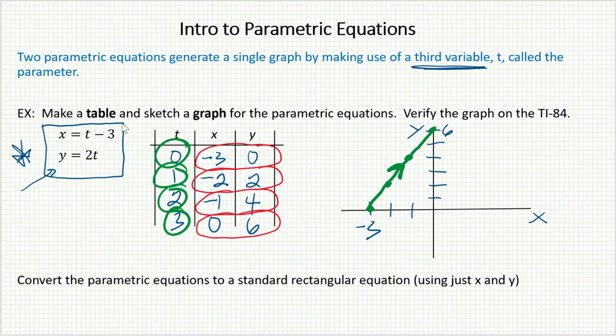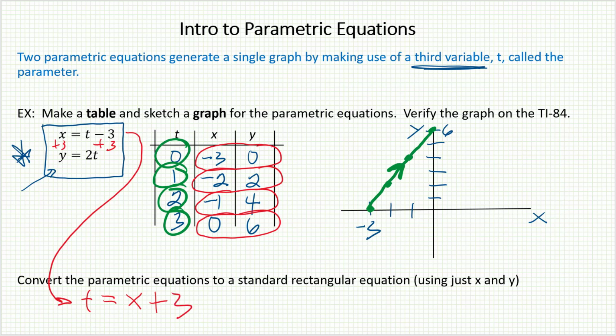Sometimes it's possible to take the parametric equations and convert them to a standard rectangular equation, meaning an equation with just x and y. It must be possible here because we know we can come up with equations of lines in the xy plane. How would we do that? Well, it's basically just a matter of eliminating the t, if at all possible. For example, I could take that top equation and isolate the t. I could do that pretty easily by just adding 3 to both sides. So that would become t equals x plus 3.